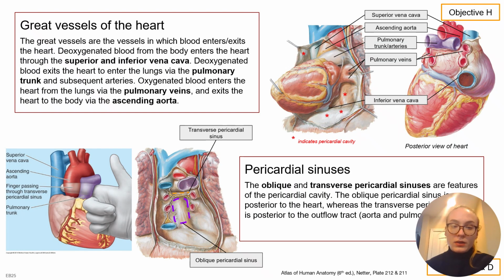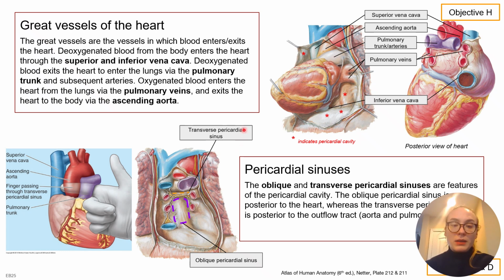So I've mentioned these great vessels of the heart quite a few times with reduced cardiac output, talking about how the fibrous pericardium attaches to the adventitia of these great vessels. But what exactly are these great vessels? They're the vessels in which blood is coming to or leaving the heart.